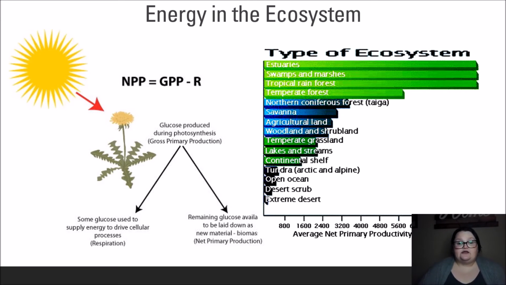The graph on the right shows that estuaries, swamps, and marshes are the largest producers in the world. This shouldn't be surprising, as aquatic biomes make up the majority of the Earth's surface.